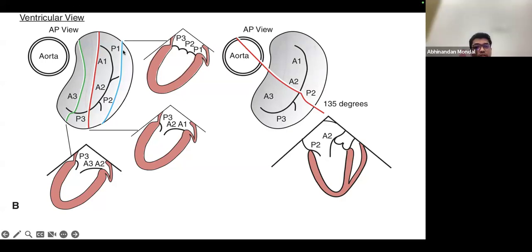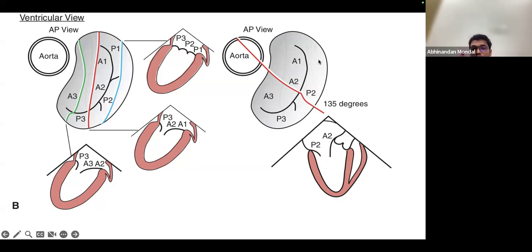So this is your ventricular view that I have already discussed. This is your neutral view, where you can see your A2, A3, and P3, and A1 is also there. If you rotate it towards your left, you can see only your posterior leaflet, that's P1, P2, and P3. And if you rotate towards your right, you can see more of A2 and A3 rather than A1.